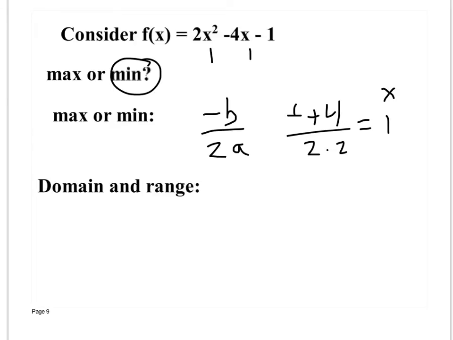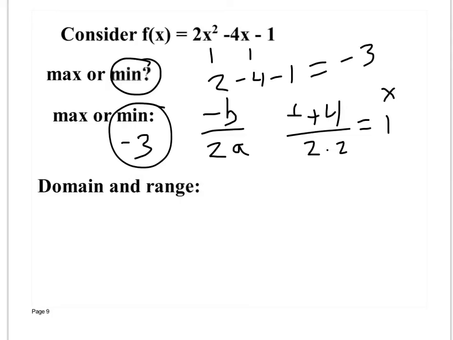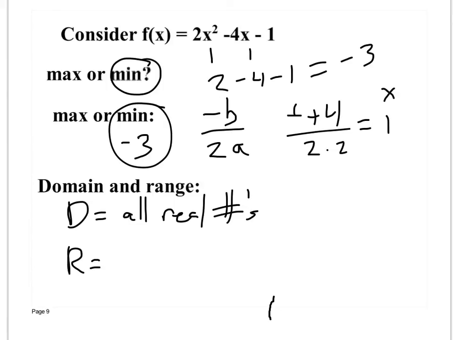2 times 1 is 2. Minus 4 minus 1 will give you negative 3. So your minimum is negative 3. Then you're supposed to state the domain and range. Your domain is all real numbers. Your range is where y is greater than or equal to negative 3, because it includes negative 3. It does touch negative 3. That's the lowest point, so it includes it. Any questions?